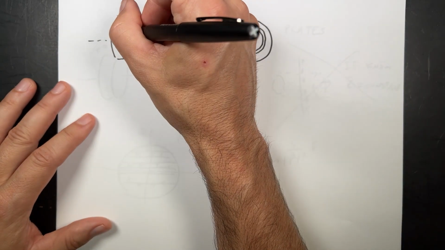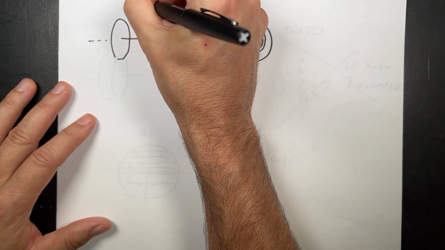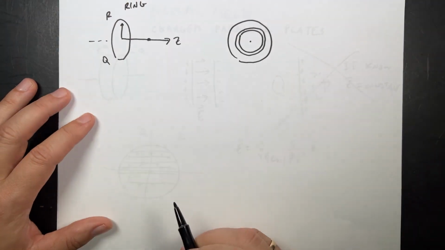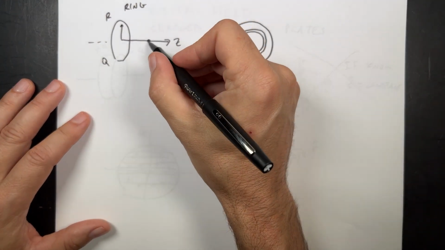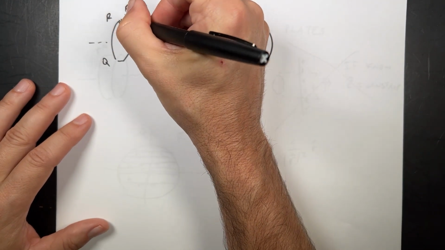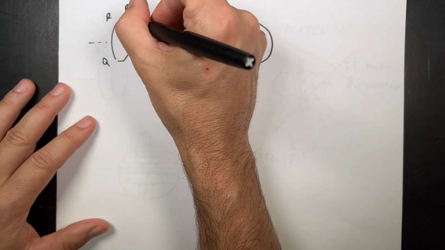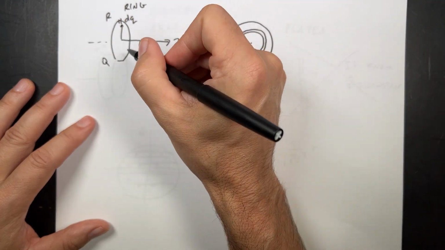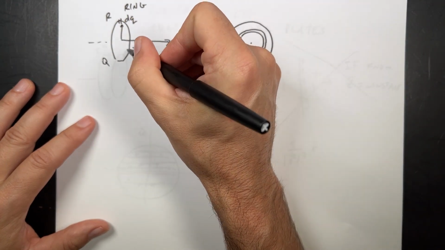So let's say this is a ring. This is a ring of radius r with total charge q. And I want to find the electric field right here. Well, again, I'm going to take this and break it into a little piece. I'm going to call that dq. I use the lowercase q. And this is a distance z on the z-axis.